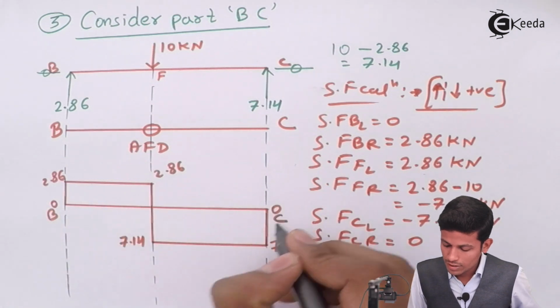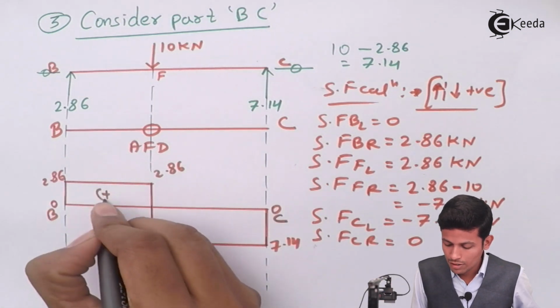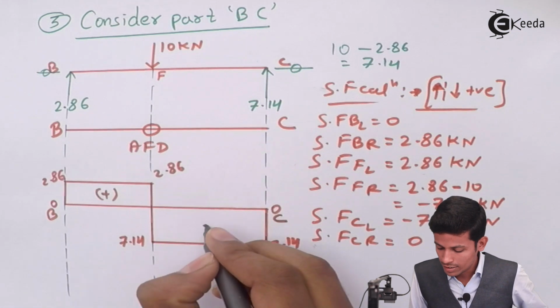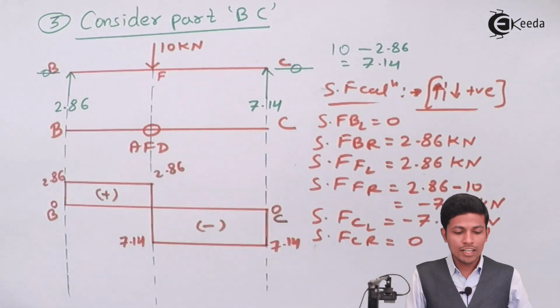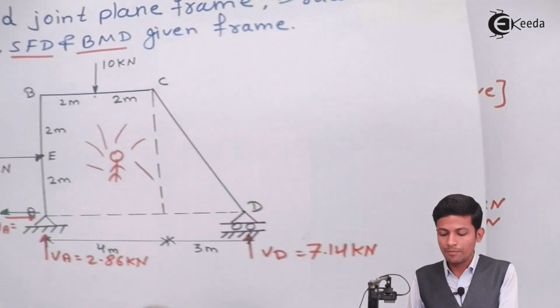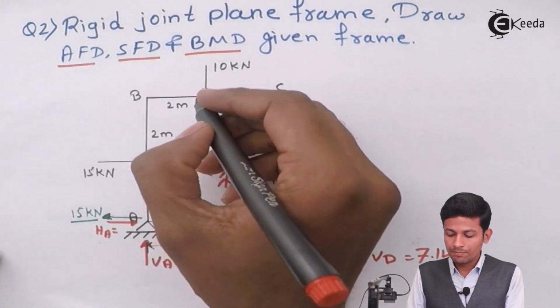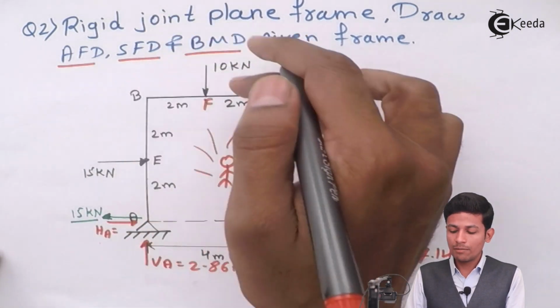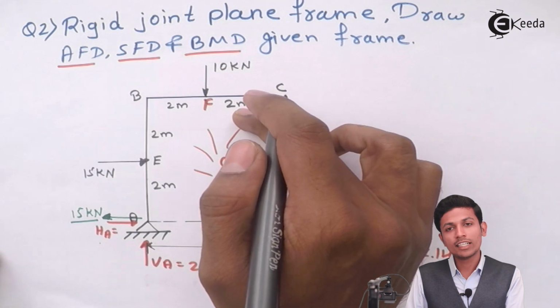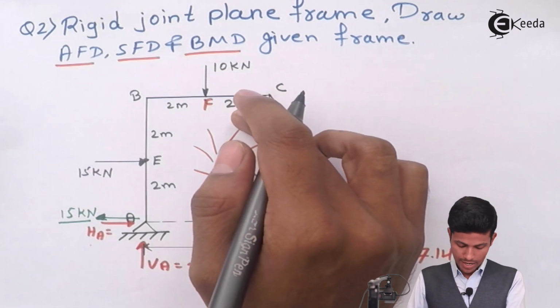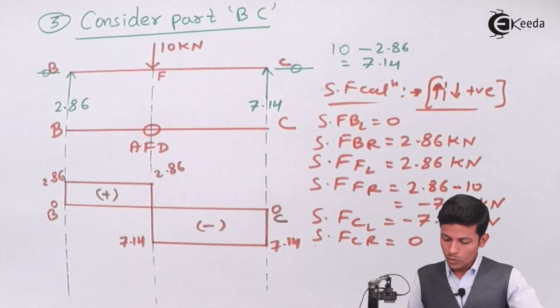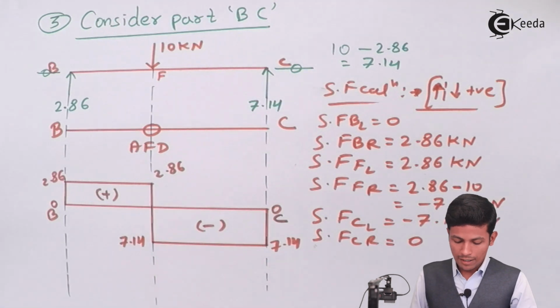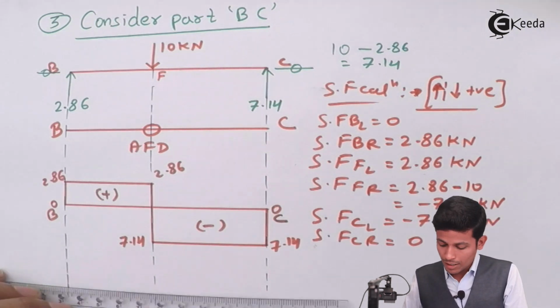For the B and C part, positive is outside the frame and negative is inside the frame. As you see in the diagram, this part will come outside the frame, and this part will come inside the frame because of the minus sign. Okay, we are done with this part. Now draw the bending moment diagram.